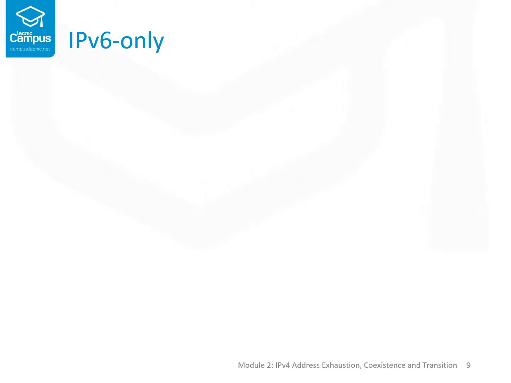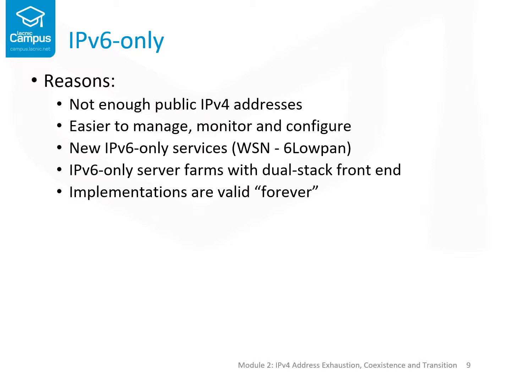IPv6 only. Finally, implementing native IPv6 without IPv4 is also an option. There are several possible reasons for choosing this option: a lack of sufficient IPv4 addresses, to simplify network management, for use with new IPv6 only services such as wireless sensor networks based on the 6LoWPAN standard, which is only defined for IPv6, to set up an IPv6 only server farm, which is then published in dual stack using load balancers, or to create an implementation that is valid forever.